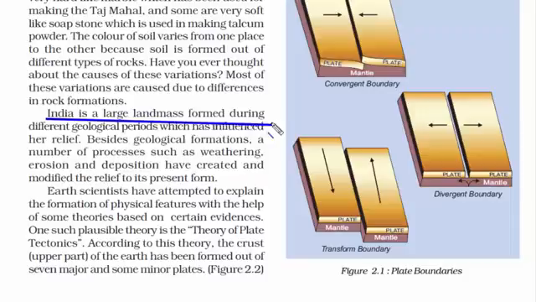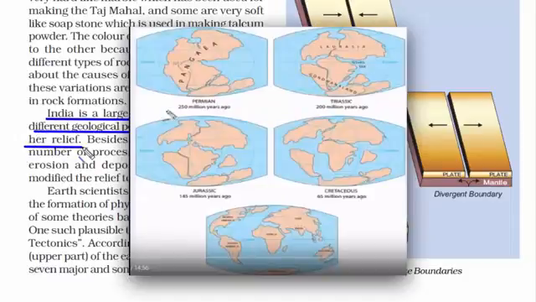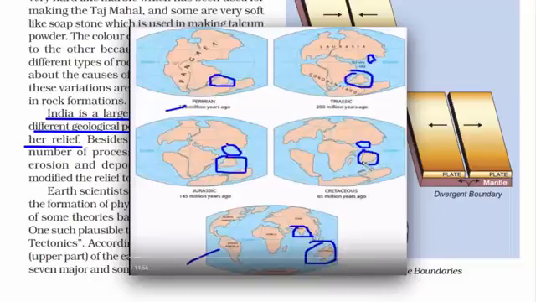India is a large landmass formed during different geological periods. I'll just show you a small section of the previous chapter, wherein we can see how India broke apart from the Australian plate and moved towards the Eurasian plate. While doing so, it went through constant physical changes. You can see the shape of India as it was moving towards the north.